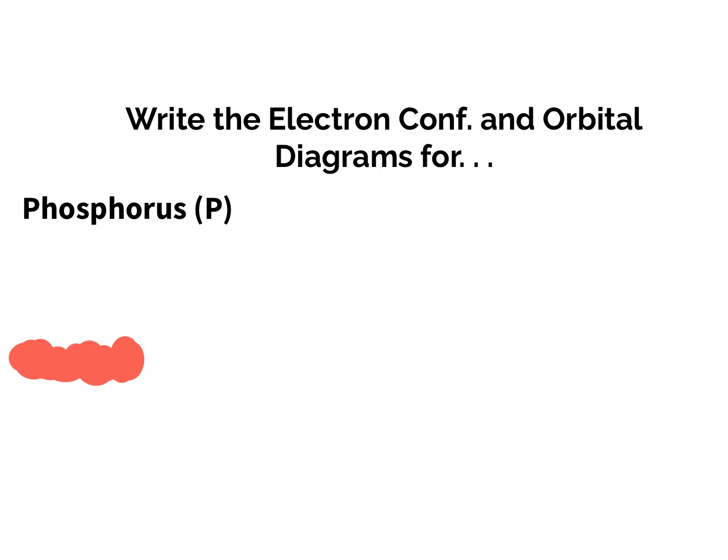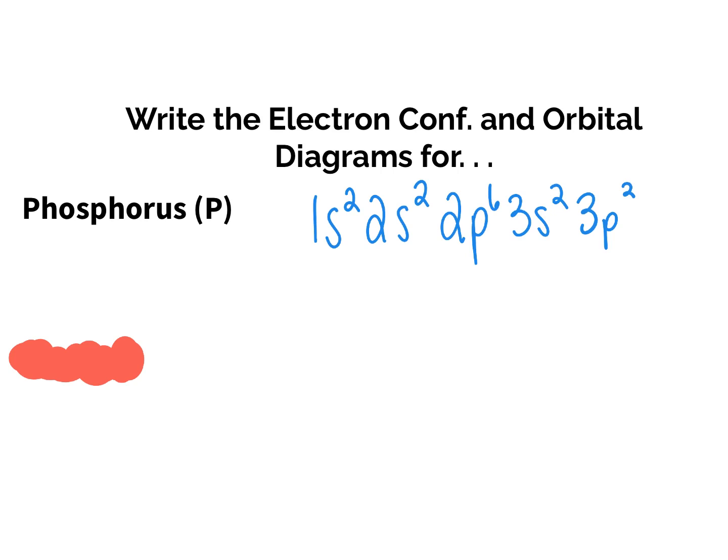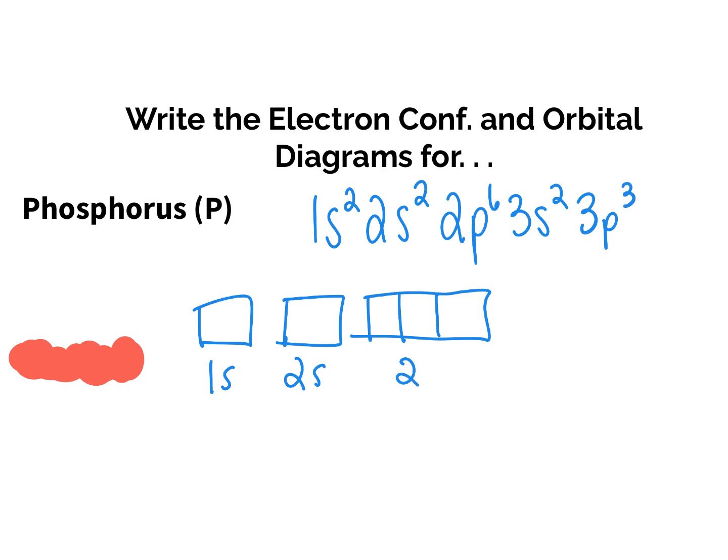Okay, let's write out first our electron configuration. So for phosphorus, we have 1s2, 2s2, 2p6, we have 3s2, and then we're ending at 3p3. Now we're going to draw our boxes, our 1s box, our 2s box, our 3 2p boxes, our 3s box, and then for our 3p section, just like our 2p section, we're going to have 3 boxes as well.